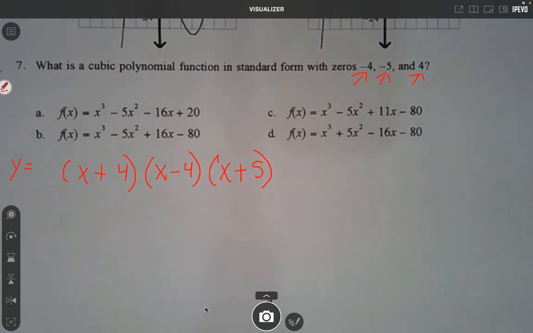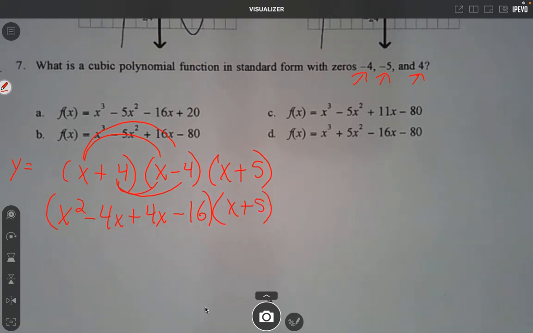Yeah? Now let's take these two, just these two. X times x, x squared. X times negative 4, minus 4x. And some of y'all might skip writing this. I would. 4 times x, 4x. What happened there? It canceled out. And then what's 4 times negative 4? Negative 16. And then I still have my x plus 5. So, some of you probably could have just come to this part right here. X squared minus 16, and that's x plus 5.